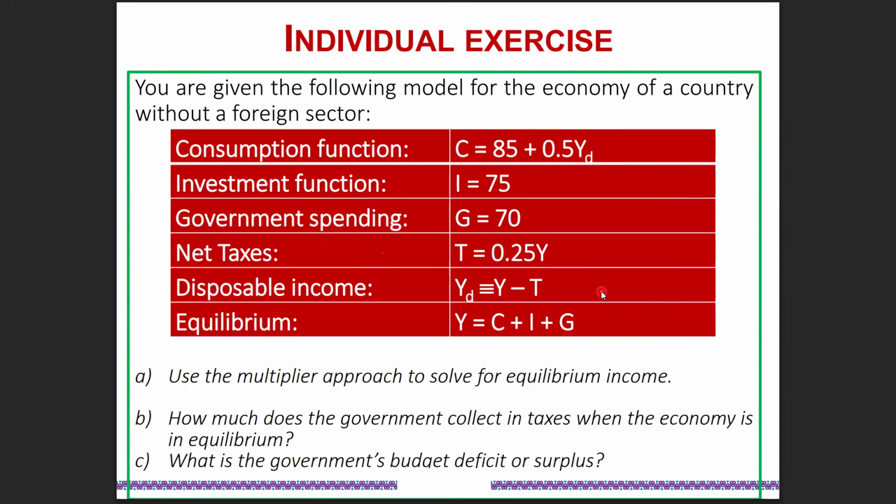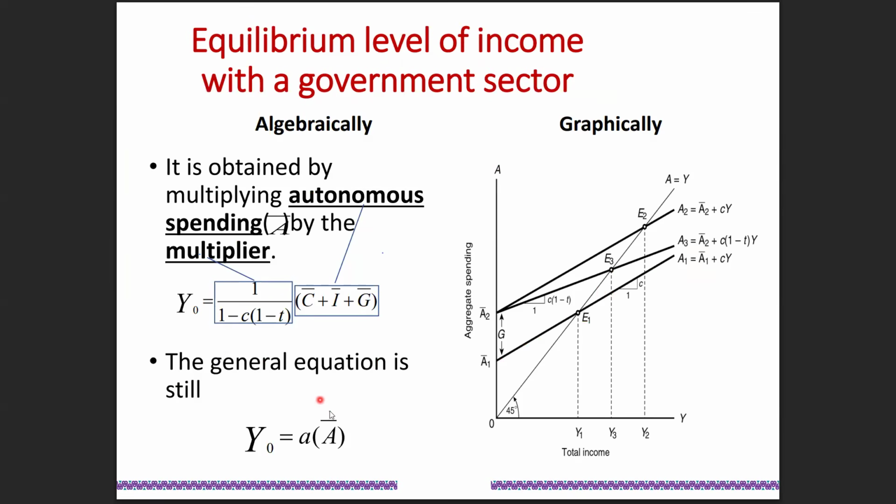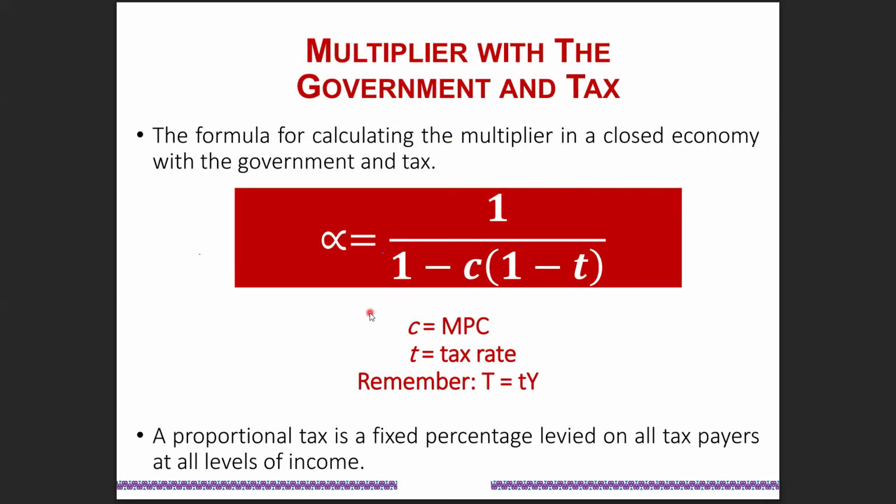Now let's do this individual exercise. They say to use the multiplier approach to solve for the equilibrium income. So they want us to use the multiplier approach. We're going to use the one that says the multiplier times aggregate autonomous expenditure. So we're going to say 1 divided by 1 minus C times 1 minus T, multiplied by all the autonomous components of aggregate expenditure.